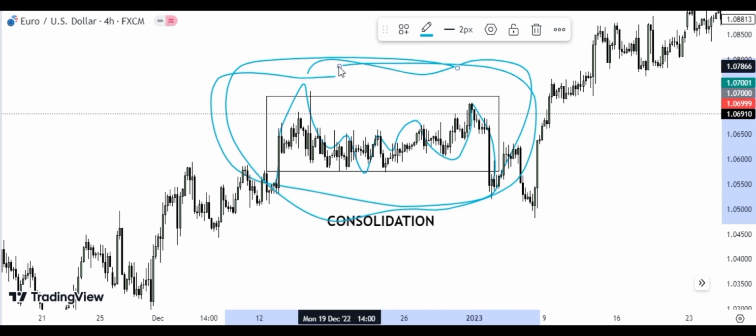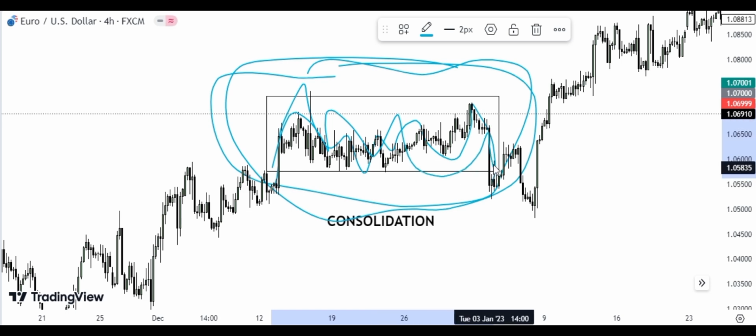Some people also call it accumulation, and some people call it a ranging market. It all depends on what you want to call it, but I personally call it a consolidation because it's a ranging market and it creates a series of highs and lows without any specific movement. In our next video, we are going to be talking more about the advanced structure of the market.